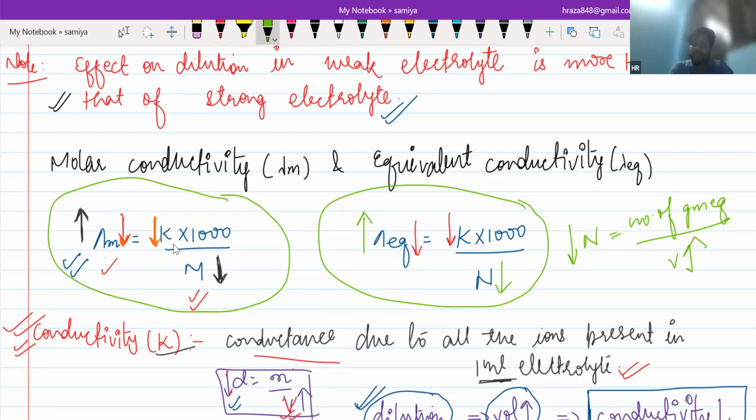Now molar conductivity is equal to kappa, that means conductivity, into 1000 upon molarity. Now you know that if you are going to dilute it, kappa will decrease, and if kappa will decrease, that means molar conductivity will also decrease. But you know that molarity is equal to number of moles of solute upon volume of solution. If volume is increasing, that means molarity decreases, and if molarity is decreasing, that means molar conductivity should increase. Is that clear, Rim?